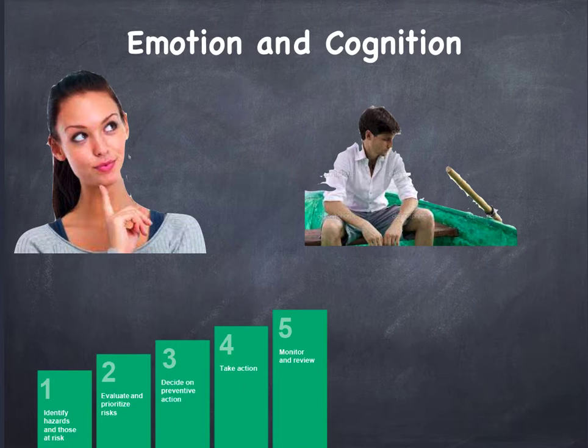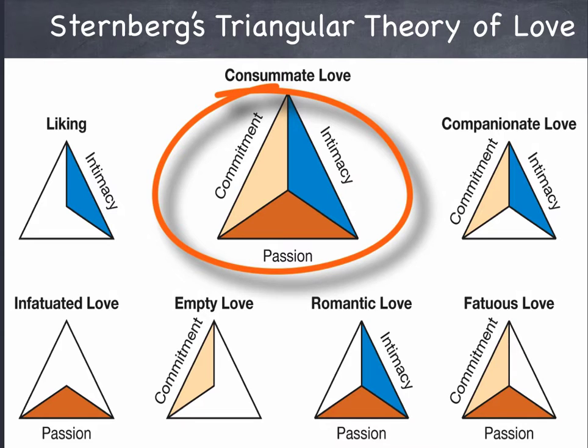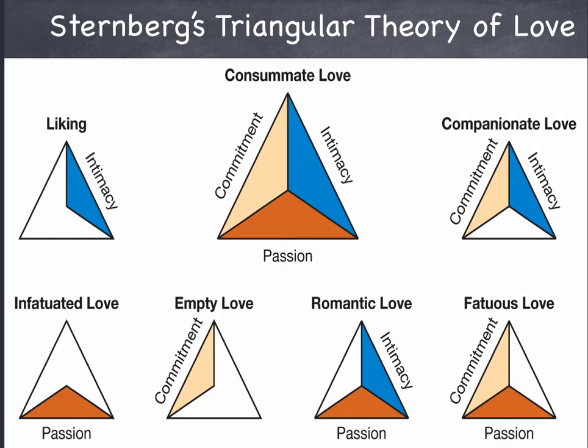Now, the last piece I want to enter into is Sternberg's triangular theory of love. What you're seeing here is his theory of love. In the upper level, in the middle, are the three main features of each triangle. Intimacy, this is the blue on the right-hand side, those feelings in the relationship that promote closeness, bondedness, and connectedness. So this is something that is not shared with everybody.